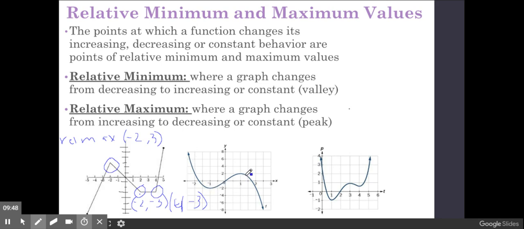On this next graph, where we have this point where we're changing, this one looks like it's at (-1, -2).